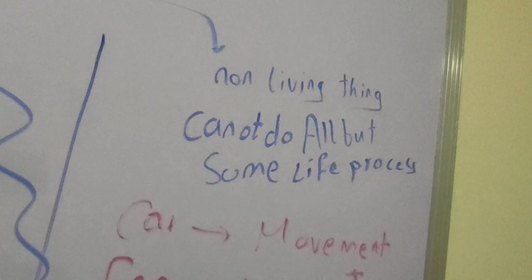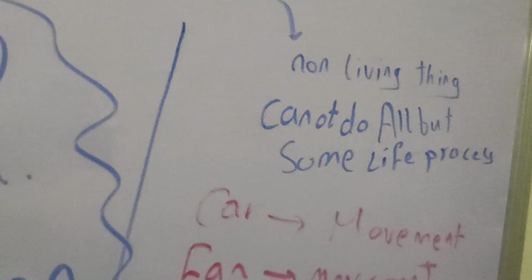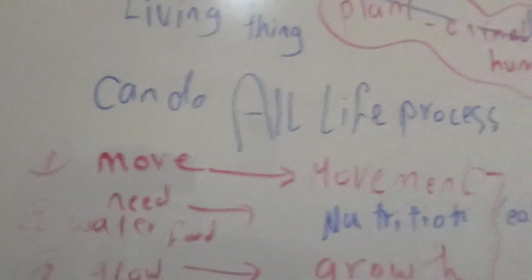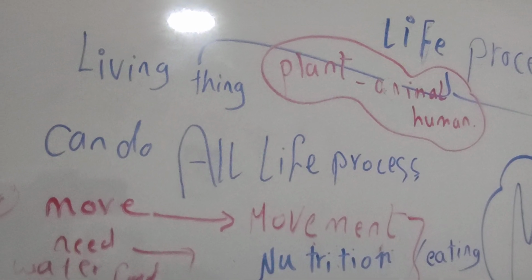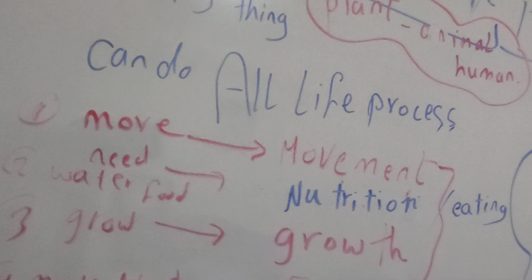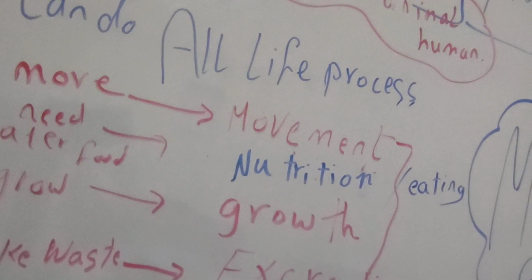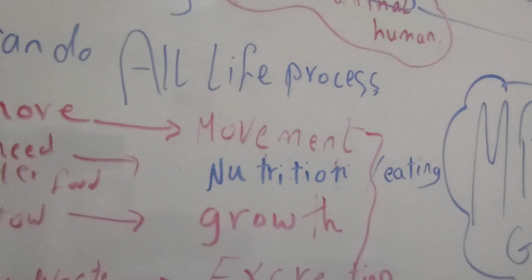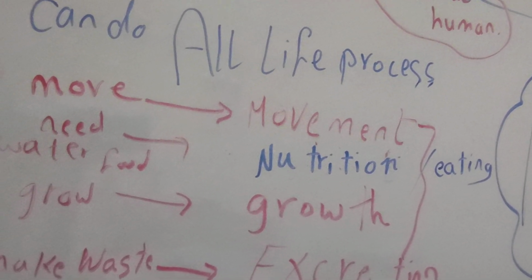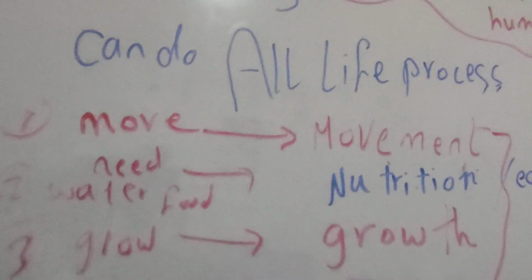What about the other thing? The other thing is called non-living organism. Okay, let's go back to the living organism. Living things can do all, not some, but all. You know what is the meaning of all? Everything they will do it. Movement, all life processes, such as, yes, example please.